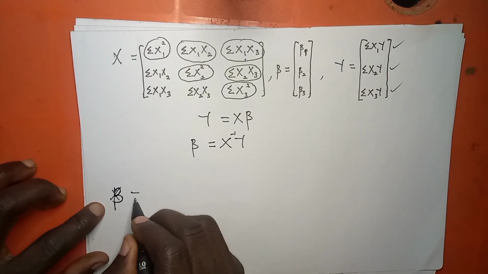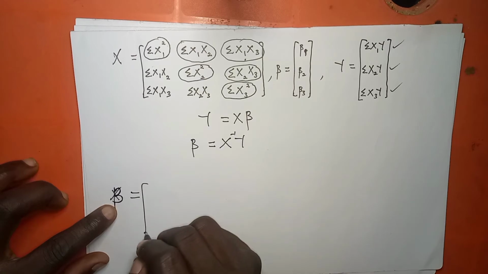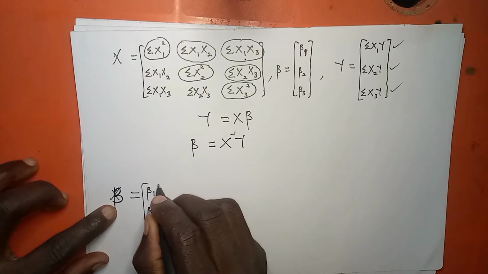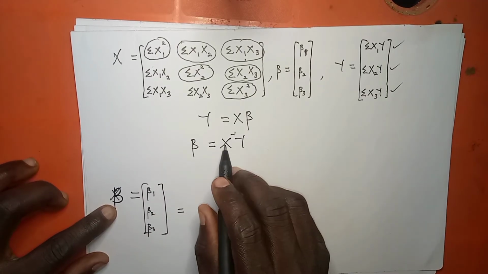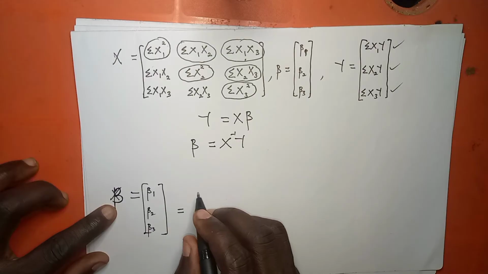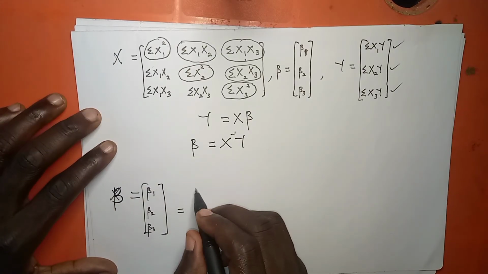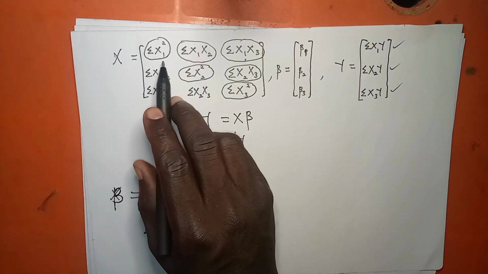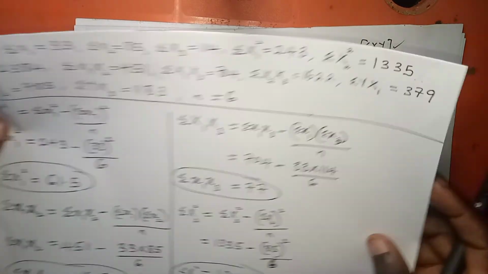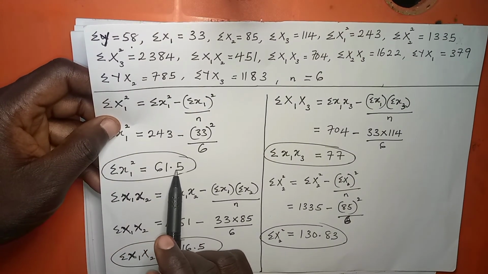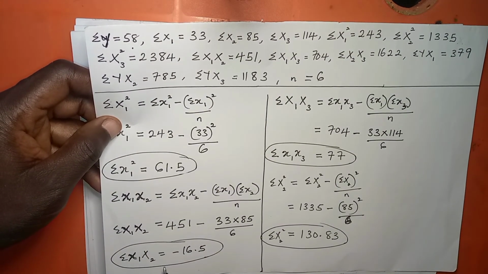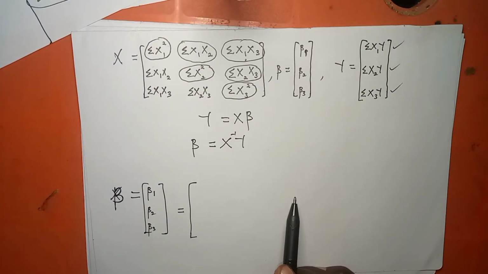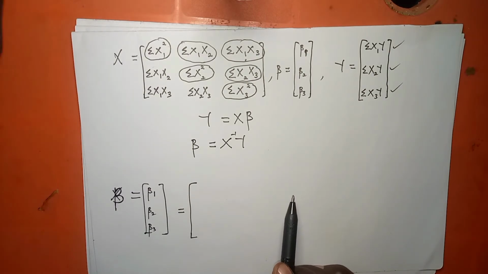Beta equals to, and what does this beta mean? It means beta 1, beta 2, beta 3 equals x inverse. So we need x inverse. For the x here, we have summation x1 square. From our previous slide, summation x1 square is 61.5. Summation x1 x2 will give us minus 16.5. So you can pause and confirm what we have so far in the previous slide.